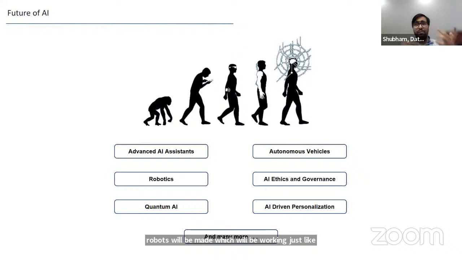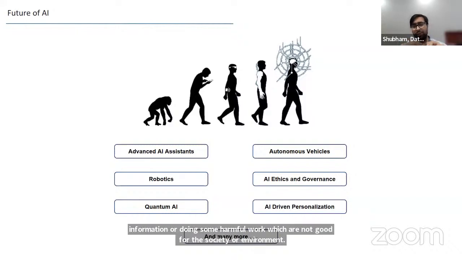Then basically, once this AI sets in, ethics and governance will also come up. Responsible AI should be there. AI should not be generating harmful information or doing some harmful work which is not good for society or the environment.